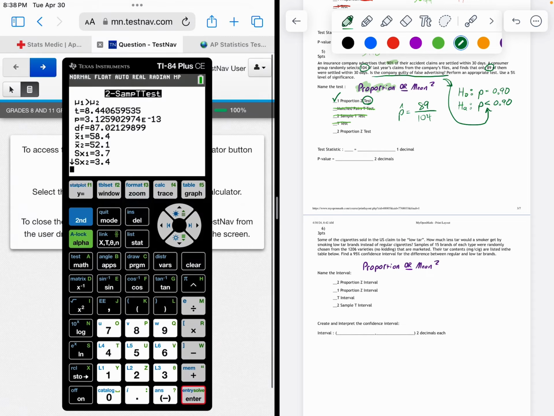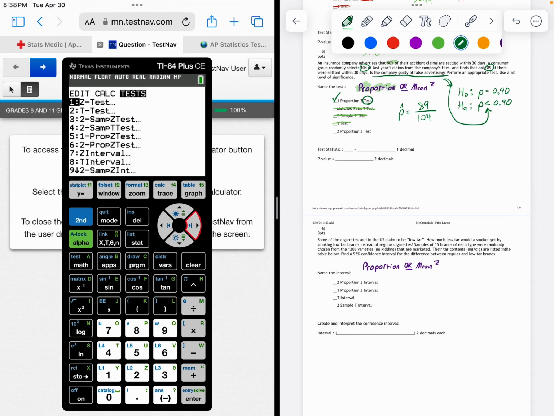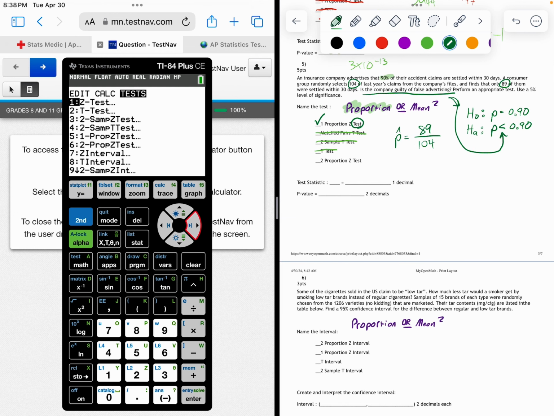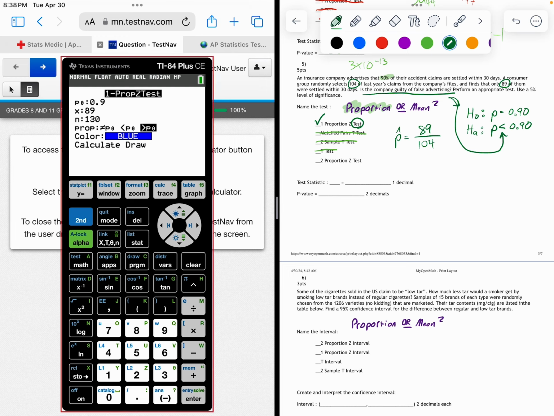So let's use the test button. Stat tests, one prop Z test. Number 5. P null, that's the null, 90%. X is the 89 claims that were settled within 90 days out of 104. Make sure you do less than. Calculate.